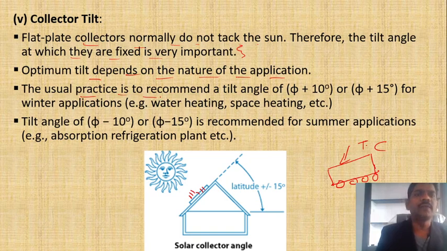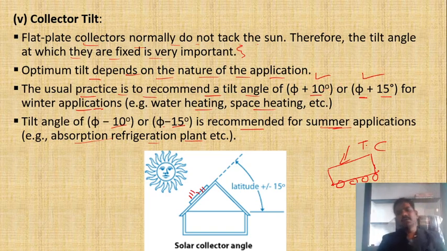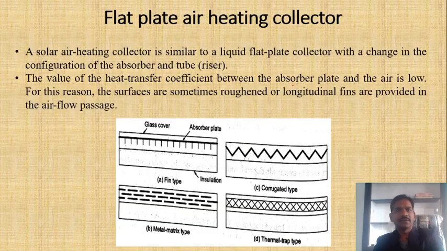So usually the recommended tilt angle is latitude plus 10. Latitude हम पहले यूनिट में पढ़ चुके हैं, and latitude plus 15 degrees for winter applications, water heating or space heating purpose. A tilt angle of latitude minus 10 degrees or minus 15 degrees is recommended for summer applications, absorption refrigeration plant. मतलब हम सोलर कलेक्टर जो फ्लैट प्लेट यूज करेंगे समर के लिए, तब ये सिचुएशन पे हमको उसको रखना है, और विंटर के लिए हमको ये सिचुएशन पे कलेक्टर टिल्ट को रखना है गाइस. Yes or no? Yes.